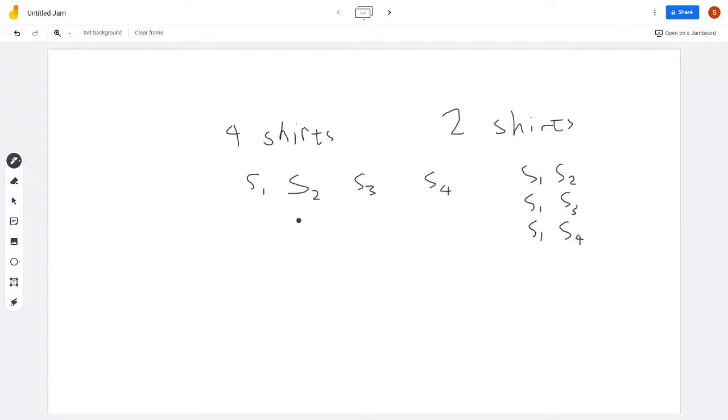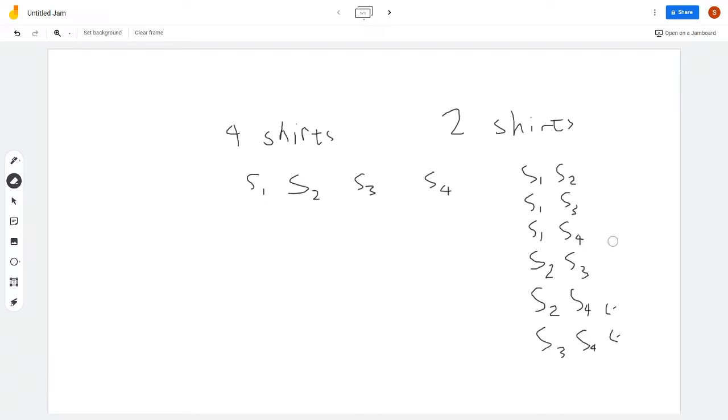S2, so we've already done S2 and S1, so let's do S2 and S3. And S2 and S4. And for S3, we've already covered it being with 1 and it being with 2, right? So the only really remaining one is we have S3 and S4, right? And then there's nothing left after that, because we've already covered all the ones with S4. So now we're done.